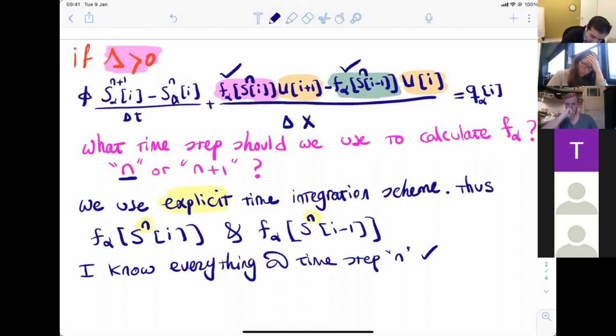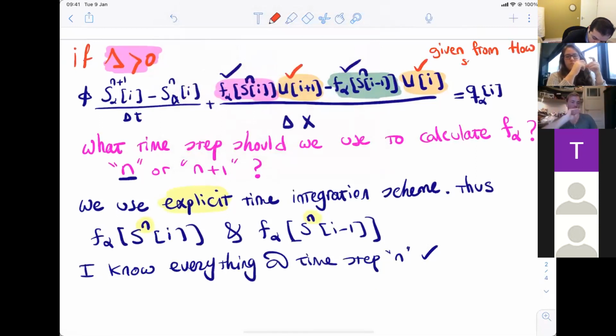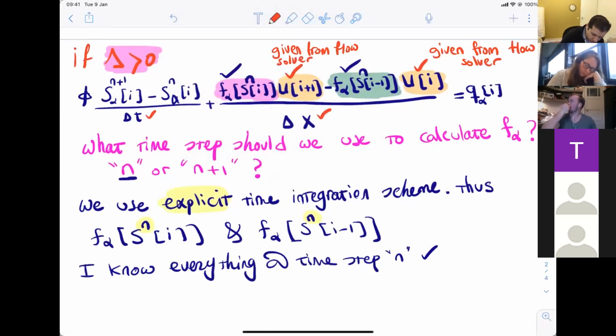I know velocity from the pressure part. From the pressure, velocity will be given to me from the flow solver. Grid sizes are also known to me. Saturation at time step n is known to me.